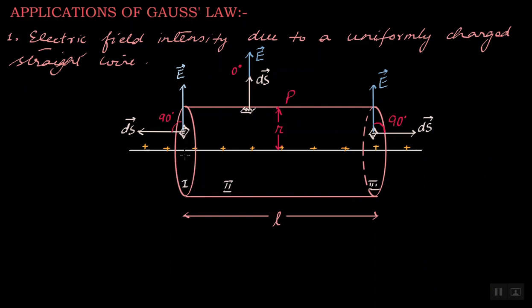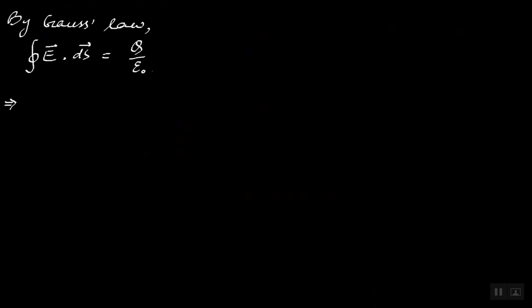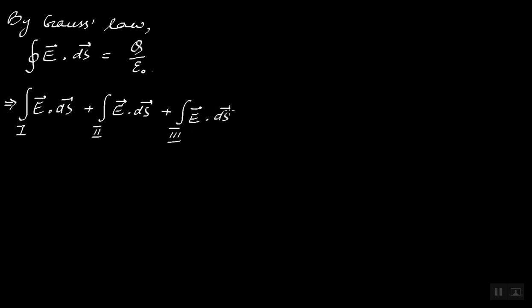Surface 1, which is this surface. Surface 2, which is the curved surface. And surface 3, which is the flat surface. Once again. So what we can do with this integration is we can break this into three parts. Integration over region 1 E dot ds plus integration over region 2 E dot ds plus integration over region 3 E dot ds. This will be equal to q by epsilon naught. Do you see? So this is what we can do, and this is the beauty of integration, right? So from one integration you break it into 3 parts.